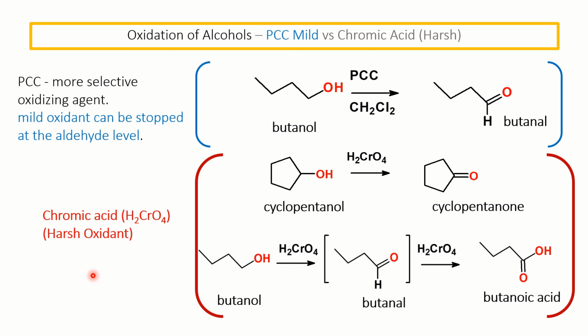Chromic acid, however, is harsh. So even though both PCC and chromic acid will convert a secondary alcohol to a ketone, chromic acid with a primary alcohol will not realize an aldehyde as the end product. In fact, the oxygen insertion will take place, i.e. maximum oxidation will take place to form the acid.